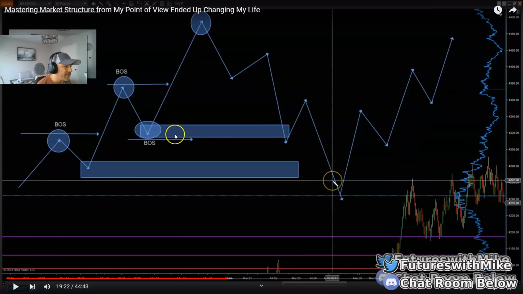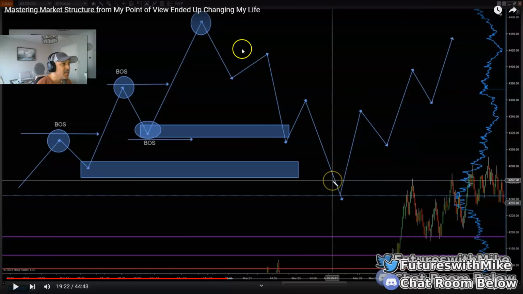You may be asking, if it just broke this key area of structure right here, could this not be considered an area of supply? It could be. But be mindful because just because it broke through this area of structure, the market could turn back around. They could just start pushing the market higher and take out this major area of structure right here at the top, this high right here.